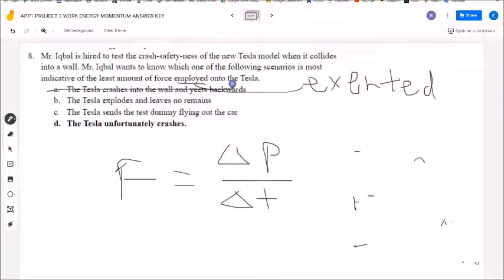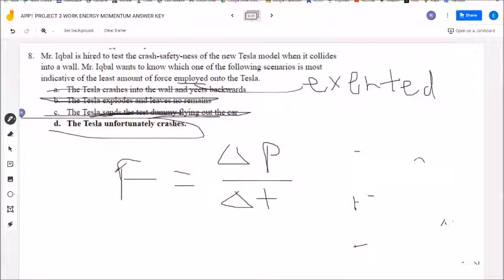B, Tesla explodes and leaves no remains. In order for the Tesla to explode, you would need a lot of force. C, the Tesla sends a test dummy flying out of the car. This tells us nothing about the force exerted upon the car, but tells us information about the dummy, which we do not care about. By process of elimination, D is the right answer.